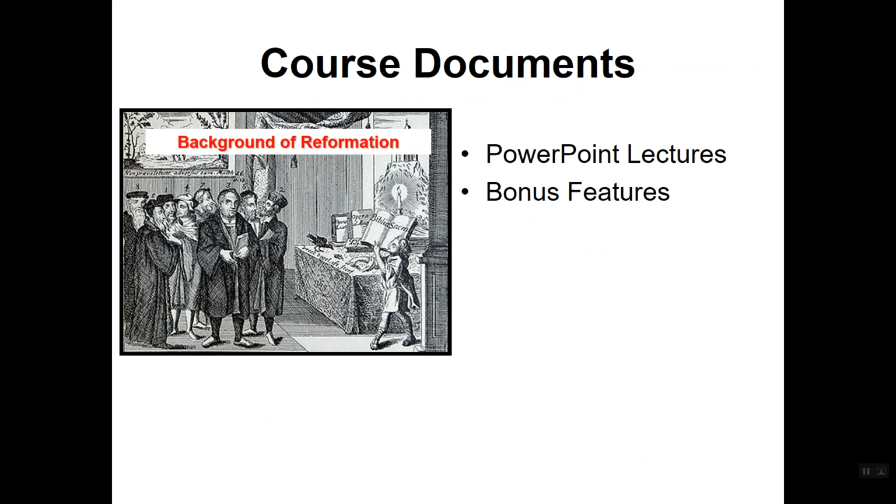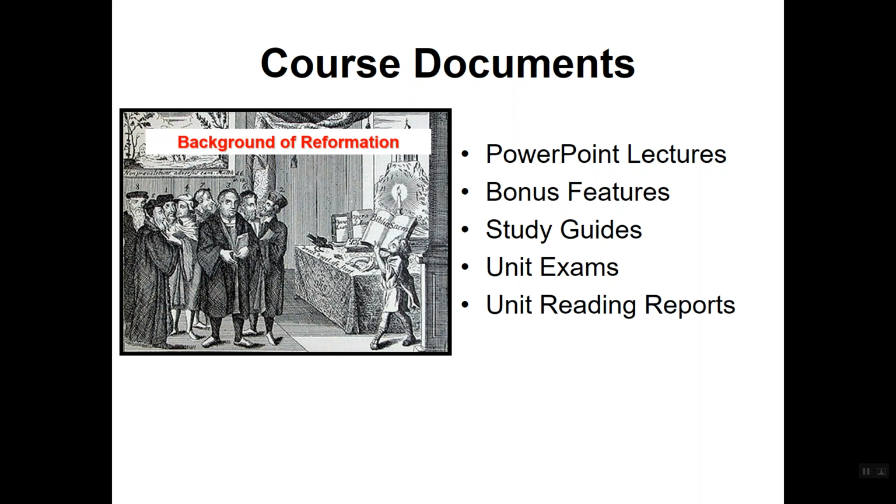All right, much of our course will be conducted under course documents. In the left margin, you can find the link to the course documents. Click there, and you'll see that I've organized the course in 6 units. Open up each unit, and you'll find PowerPoint lectures there. These will be the lectures that I follow during class. And also you'll find bonus features, videos, articles, maps, charts, other features that will enhance your learning experience.